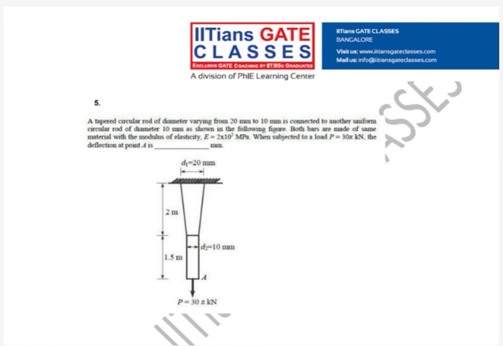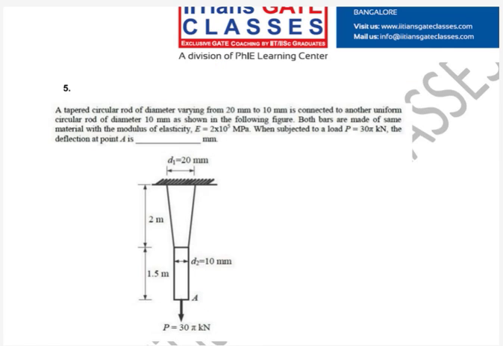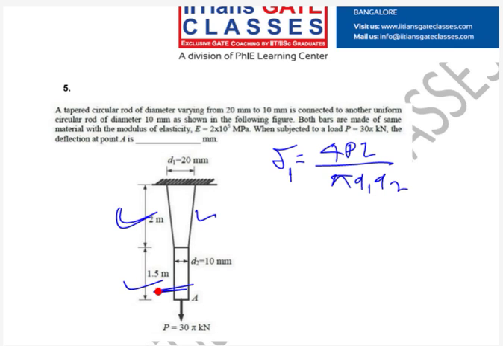Yeah, this is the problem I was talking about. Guys, try to solve this problem. Here we can use the direct formula for this section. Suppose it is delta, so it will be 4PL upon pi d1 d2. Since it's a prismatic, uniform section, my delta 2 will be 4PL upon pi d2 square. So everything is given. Find out delta 1 and delta 2.